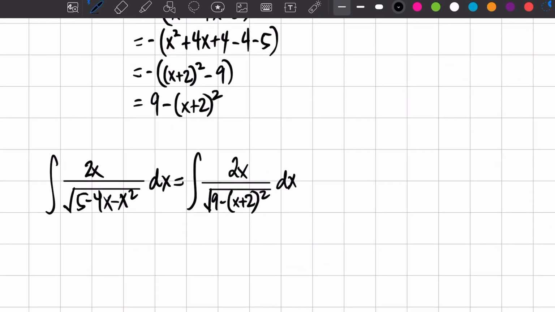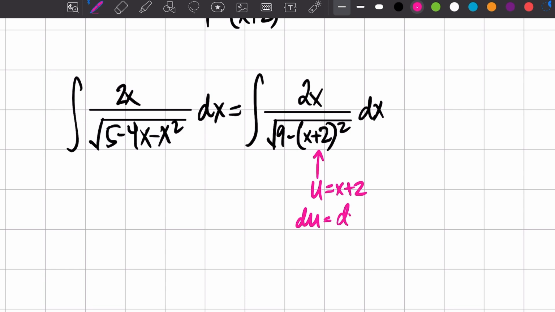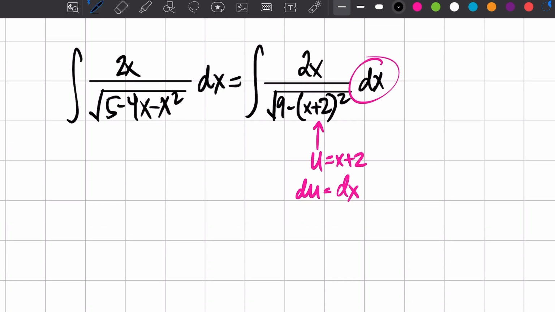So why did we do this? Luckily, what you have right here is an expression with something inside, x plus 2. So this is actually better since if you let this one be your u, then the du that you will get is just a dx right now. And this one right here is just a dx. So we have the integral of, so the one below is 9 minus u squared, then your dx becomes a du.